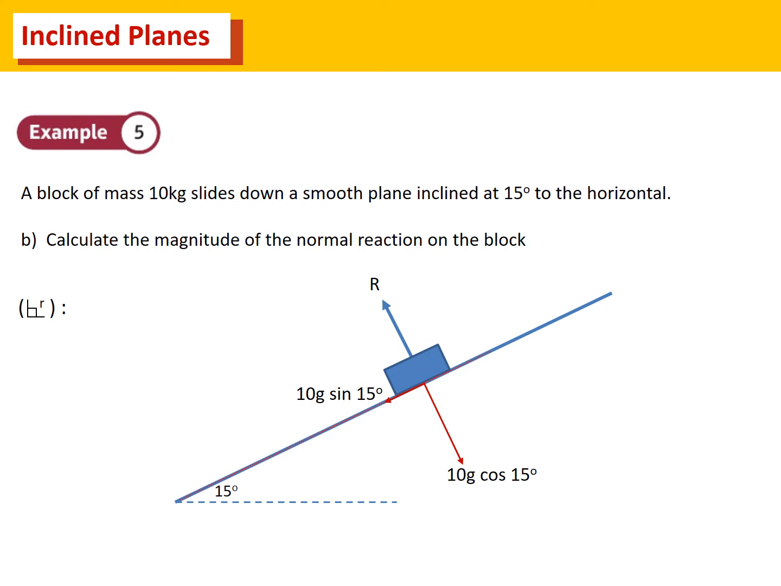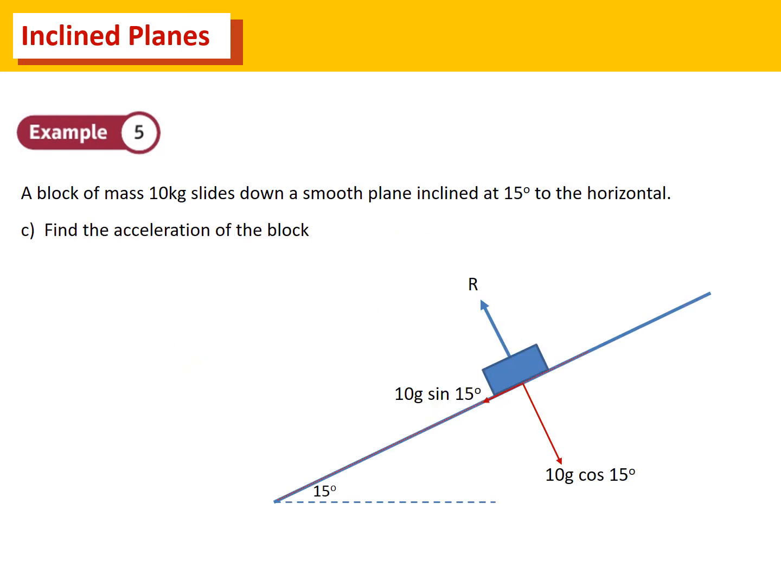Now, that little notation you can see there is my shorthand for perpendicular, i.e. perpendicular to the plane. And because we're working perpendicular, I'm just going to remove for the moment the 10g sine 15 degrees because that's acting parallel to the plane. Now, perpendicular to the plane, the object is not accelerating into the plane and it's not accelerating away from the plane, which means those two forces must be in equilibrium. They're cancelling each other out. Therefore, R must equal 10g cos 15, and that's 94.7 newtons.